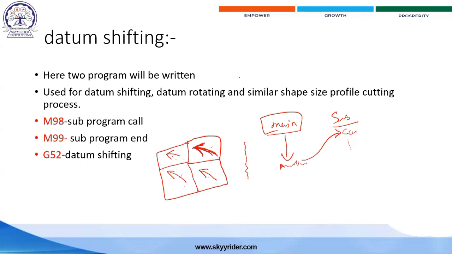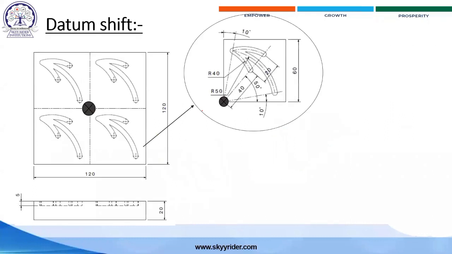Okay, so as I said, M99, M98 will be called out. So let's see the model that we are going to perform today. This is the model we are going to perform. First, we'll be finding the coordinate values and writing a program for this. This is called the main program we'll be writing, and the same thing will be called out for this, this, and this.